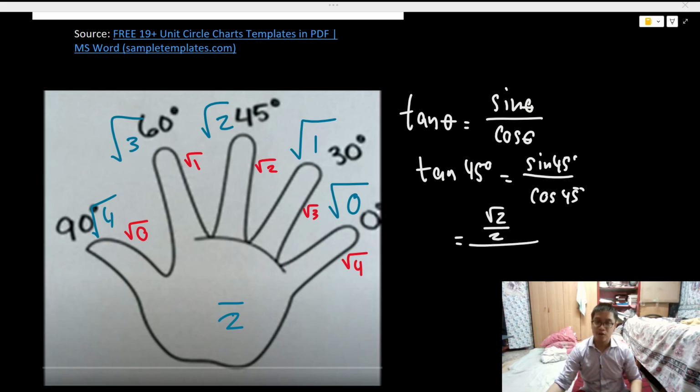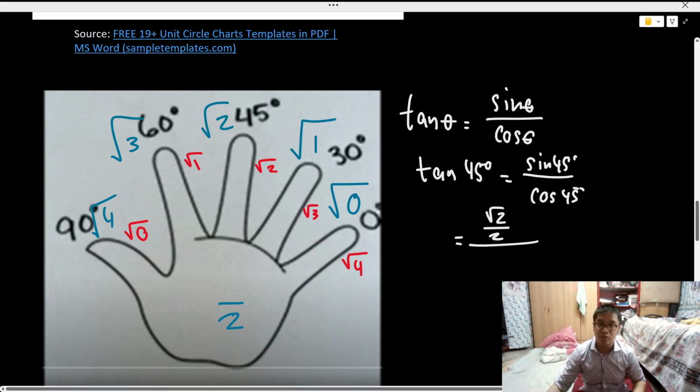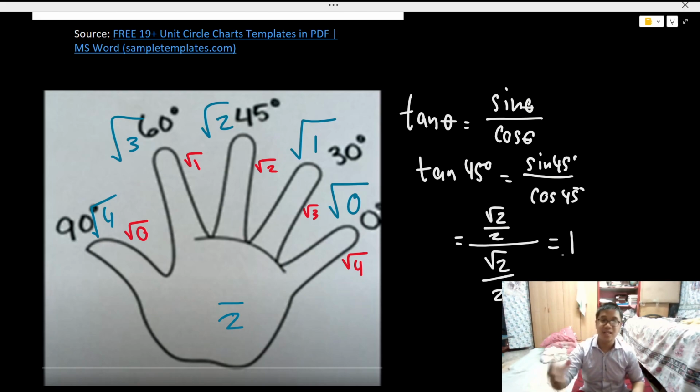Now do the same thing for cosine. Use this hand, but you'll count from the thumb because in cosine, you start counting from 0 up to 4 here. So 0, 1, 2. So this is 45 degrees. So it is 2. Now square root it, square root of 2 divided by 2. So the answer is 1. So tangent 45 degrees is 1. That's how you do it.